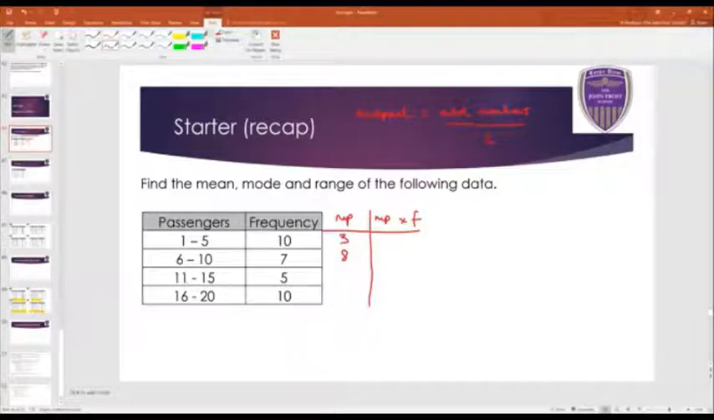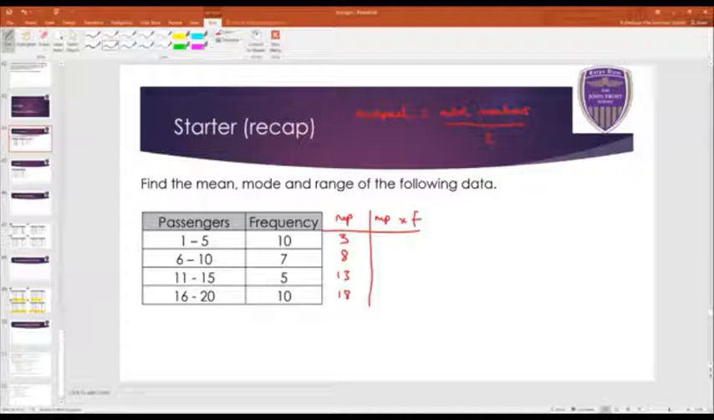For this one, the midpoint between 11 and 15 is 13. If you add them together and divide by 2, that confirms that's the correct answer. And then the next one should be 18, I believe, that's in between there. So that's step 1, isn't it?